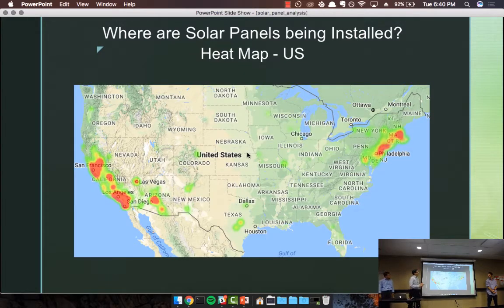And so we wanted to take it a step further and go beyond the states. What we did was we used the Google Maps API to create a heat map visualization. As you can see, in California and the Northeast, there are a lot of installations. There are pockets in Las Vegas, Arizona, and Dallas. We were a little surprised about Florida. Not as many installations as we expected.